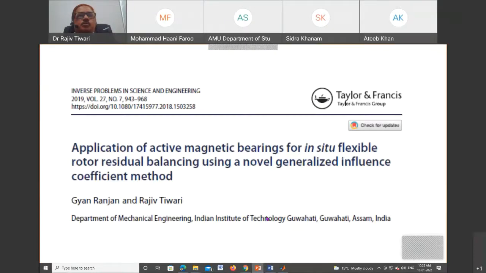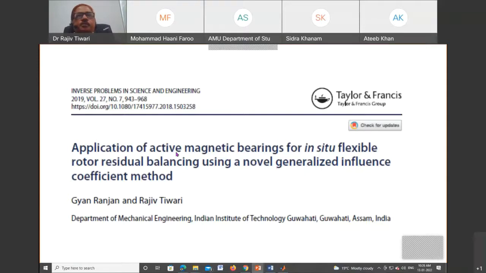Okay, so now I'll give some more research topics which we have been working on. I will just give a very brief overview of various topics which we have attempted, and at the end I'll give a demo of some of the experiments which we have been conducting. So here we used a magnetic bearing for flexible rotor balancing using the influence coefficient method. Whatever the previous method I described earlier, in this particular case one of my PhD students improved that particular method.